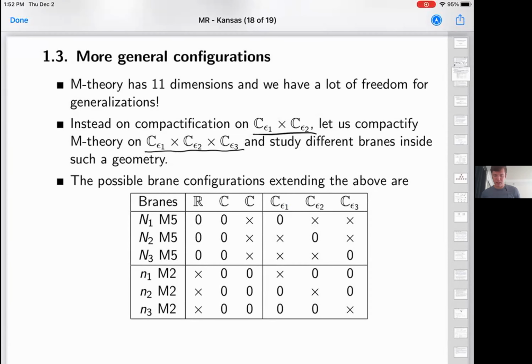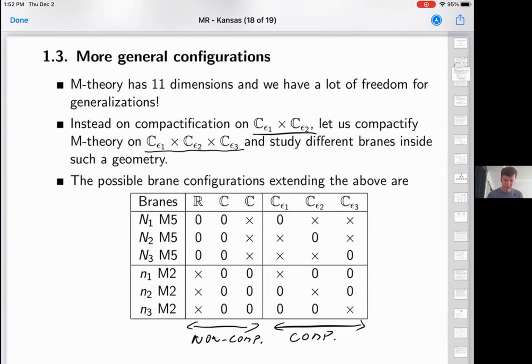And we are going to now study different branes in such a geometry by not changing anything in the non-compact part. So I will call this part non-compact and this part compact. And the crosses in the table show the support of the corresponding brane.